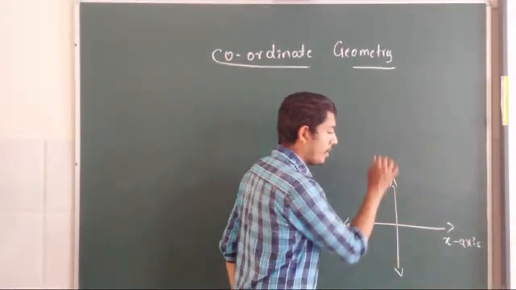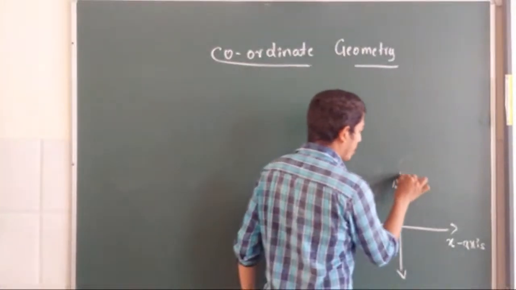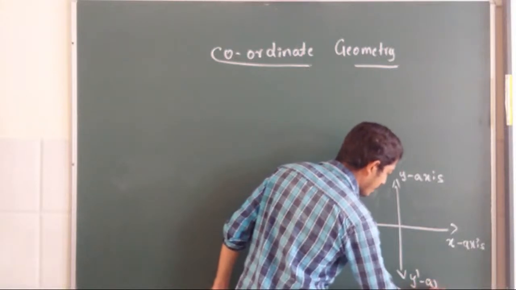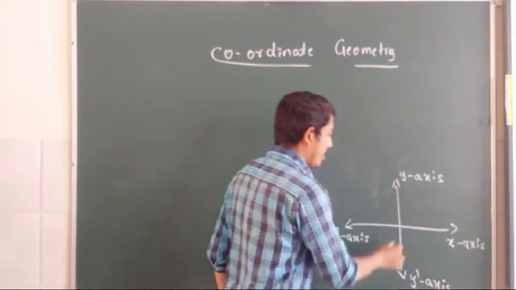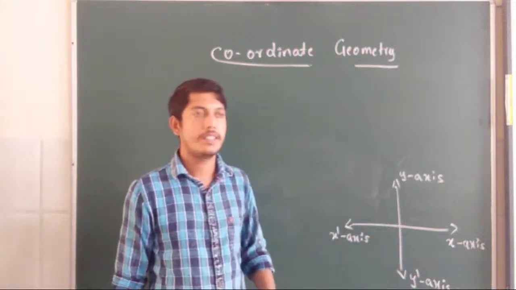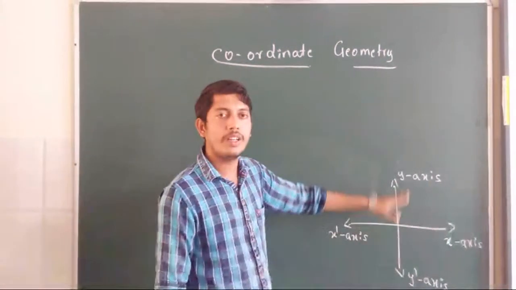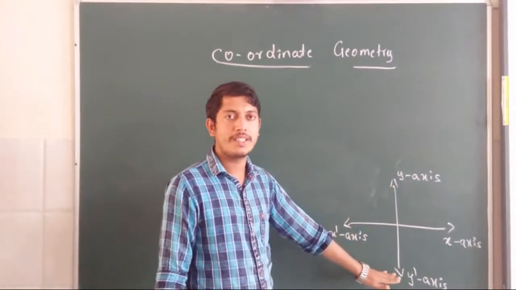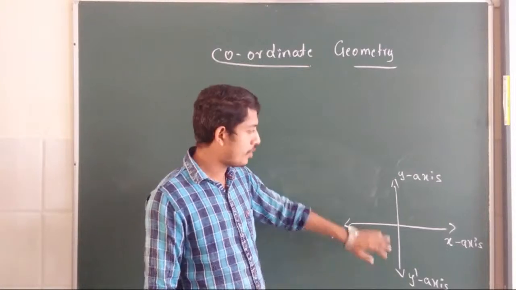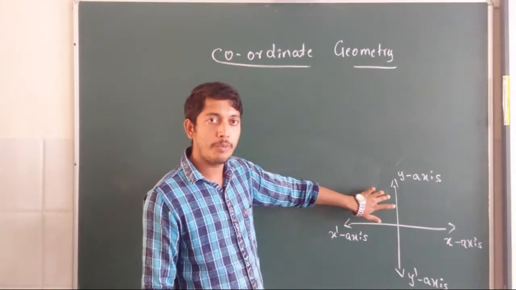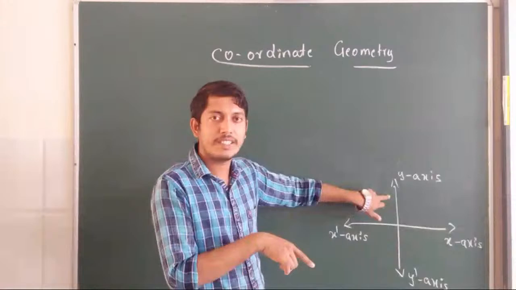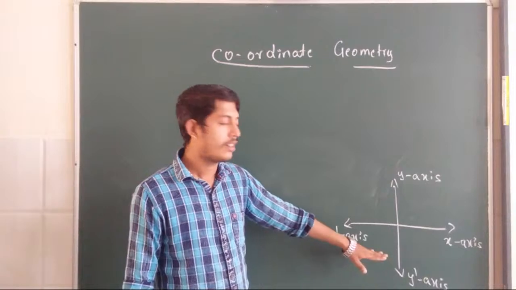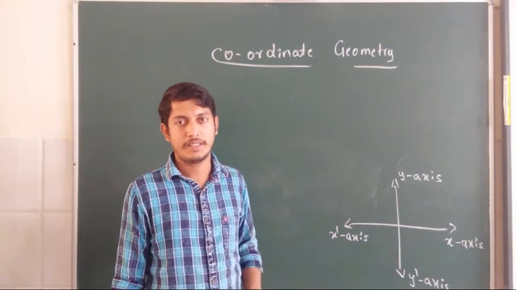And similarly for the vertical line, we will consider the y-axis, and the next one is the y-dash axis. Here again, same origin: the line which is above the origin is known as the y-axis, and the line which is below the origin is known as the y-dash axis. Therefore, the points above the origin are y-axis values, and the points present below the origin are considered as y-dash axis.